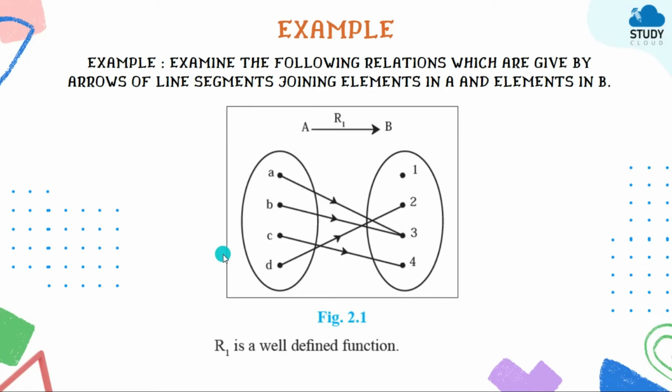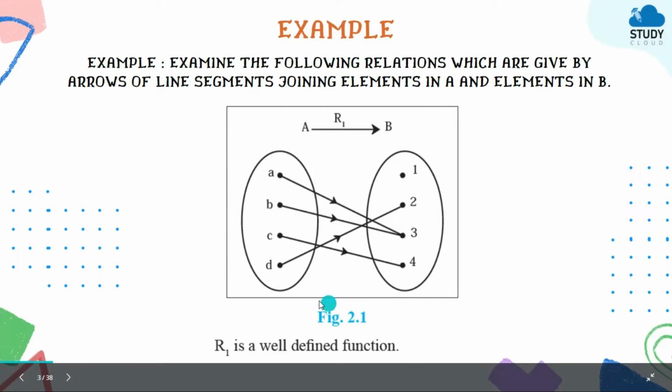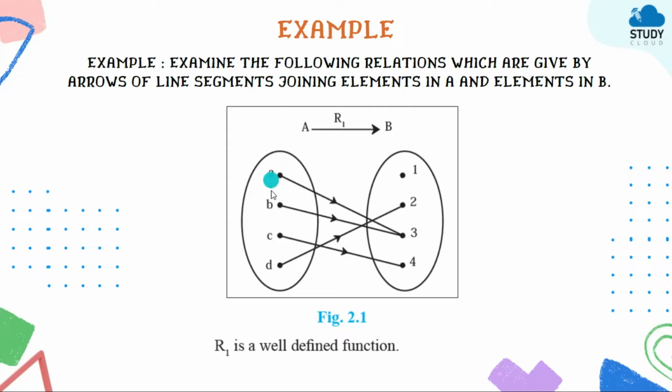Let us go through a few examples so that you can understand what is a function. The definition says that there will be two sets, set A and set B. There will be elements in A and B as well. Each and every element of A should be associated to exactly one element of B. Then it is called a function.